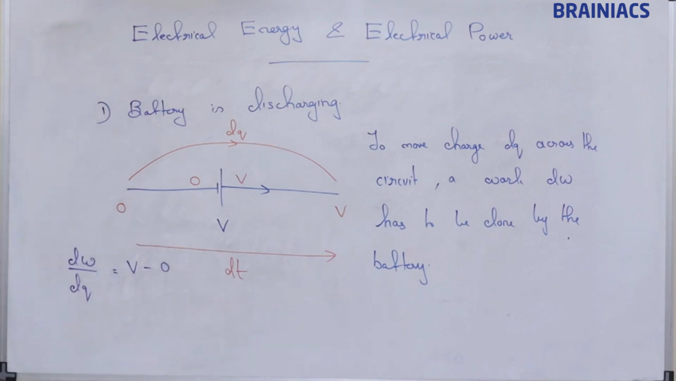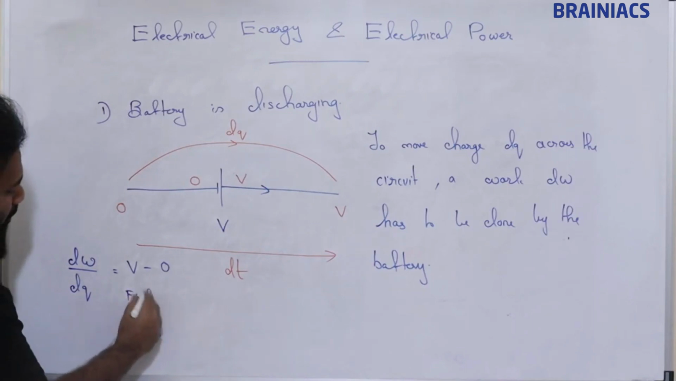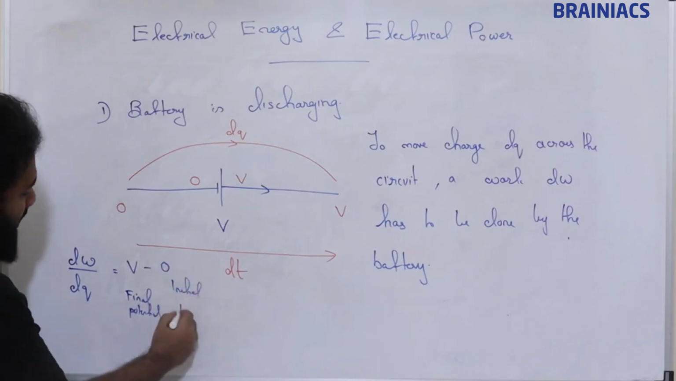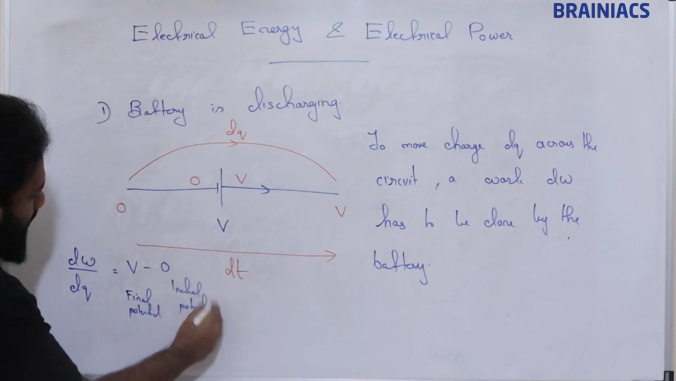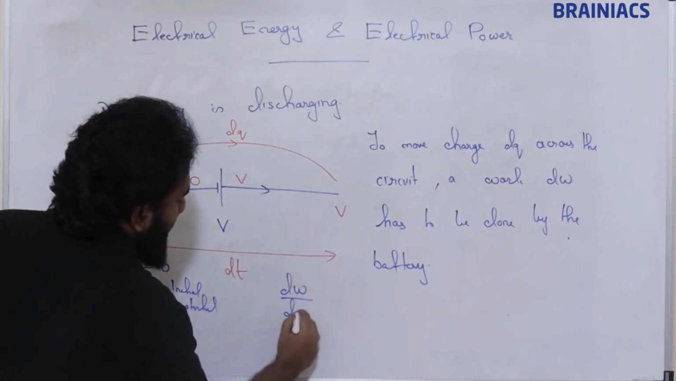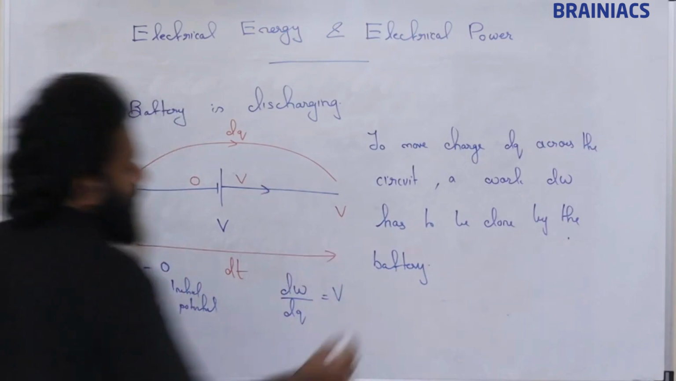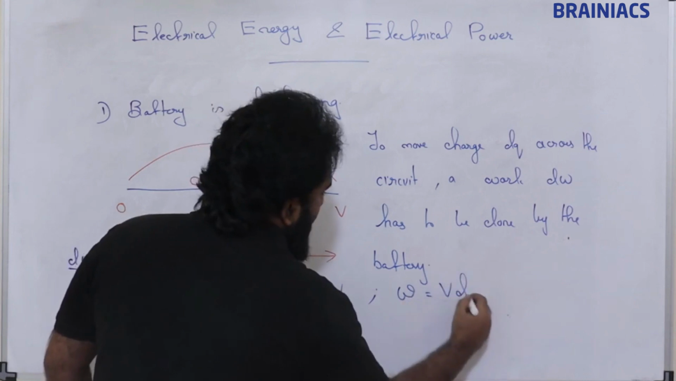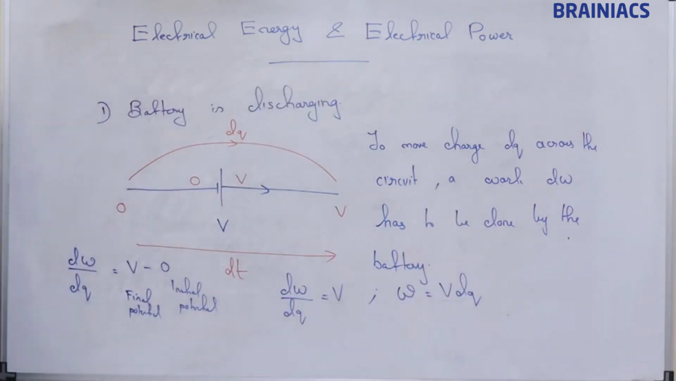Clear? V minus 0. So this is nothing but final point potential minus initial point potential. Okay, so dW divided by dQ is equal to V, or we can say work done W is equal to V dQ. Clear? So this is the work done.